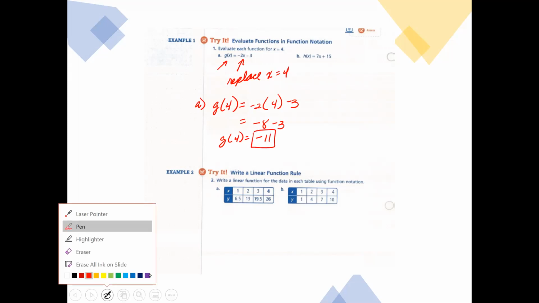All right, next, let's take a look at example 1. It says evaluate each function for x equals 4. So what that means is every time you have an x, you are going to replace the x with 4. So for a, I have g of 4 because I'm replacing the x with 4, and that equals negative 2 times 4 minus 3. Well, that gives me negative 8 minus 3. So g of 4 equals negative 11, and that is my answer.